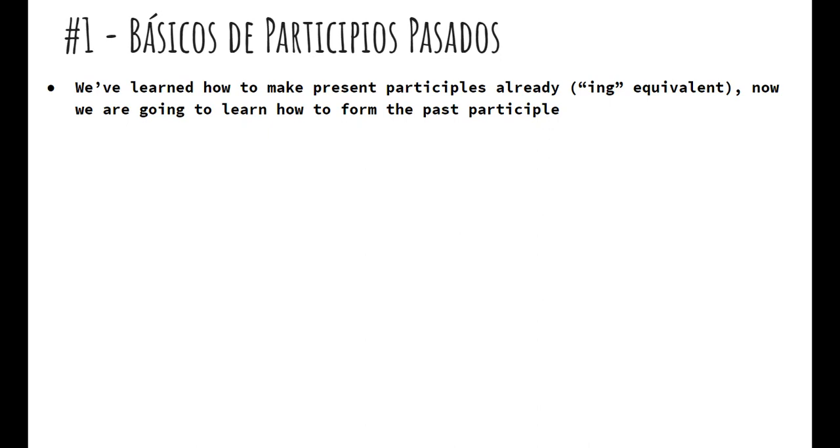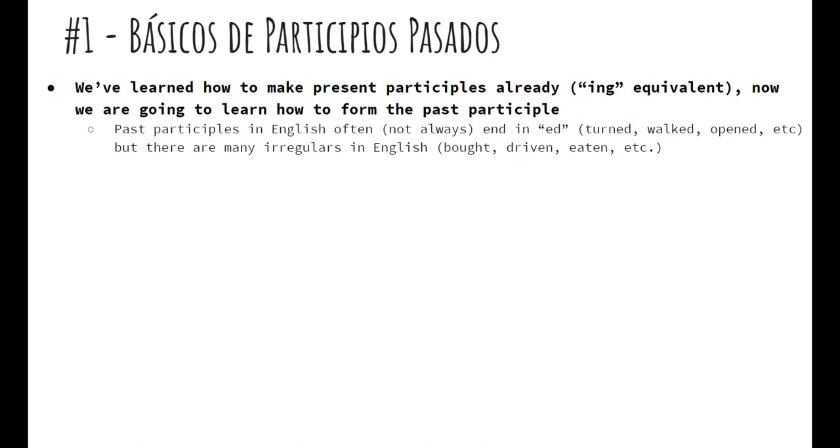Now we're going to learn how to form the past participle, which will be a key component of the present perfect, or el pretérito perfecto. So past participles in English often, although not always, end in ed, like turned, walked, opened, etc. But there are many irregulars in English. For example, bought, or driven, or eaten.